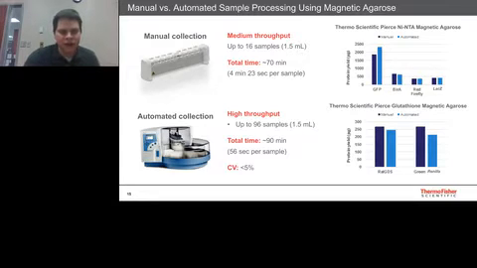Pierce magnetic agarose beads perform similarly in manual or automated methods. His-tagged and GST fusion protein purifications had similar yields for manual or automated purifications, and less than 5% variance between triplicate purifications on the KingFisher platform.